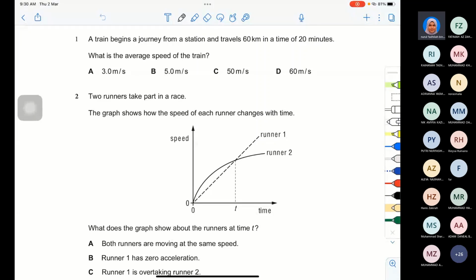Number 1, a train begins a journey from a station and travel.